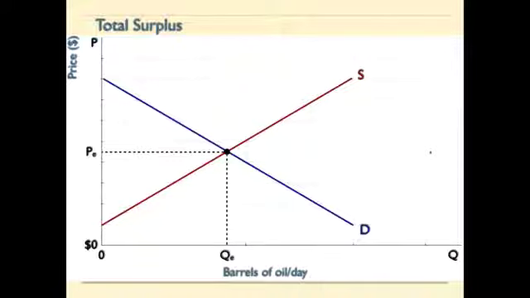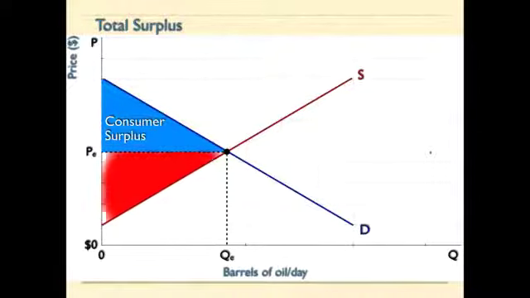Total surplus, on the other hand, is just consumer surplus and producer surplus. So if you add consumer surplus and producer surplus together, you get total surplus. So remember, consumer surplus is the area bounded by price and the demand curve, and producer surplus is the area bounded by price and the supply curve. So we have consumer surplus, the blue shaded area, producer surplus, the red shaded area, and if you add those two areas together, that gives you total surplus in this market.